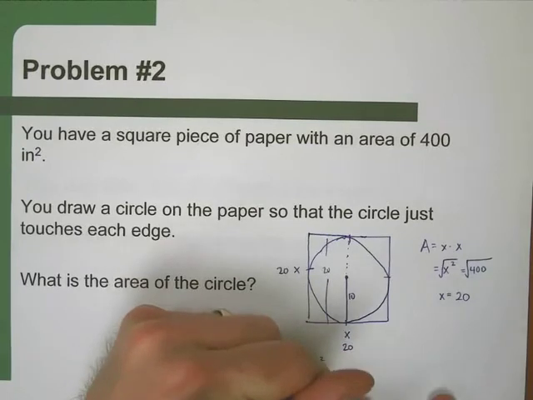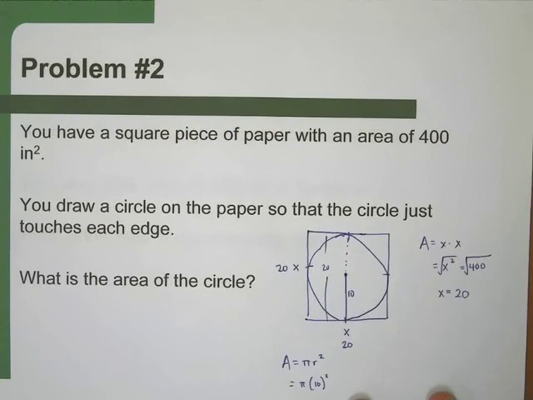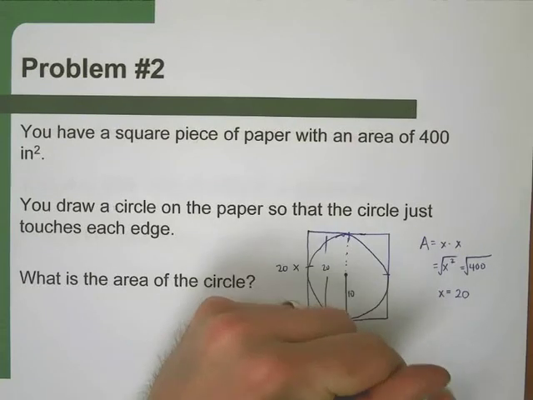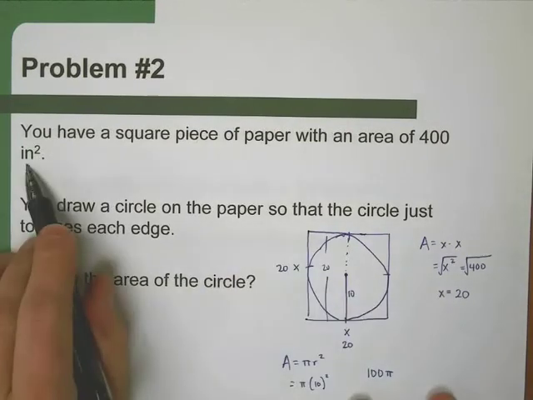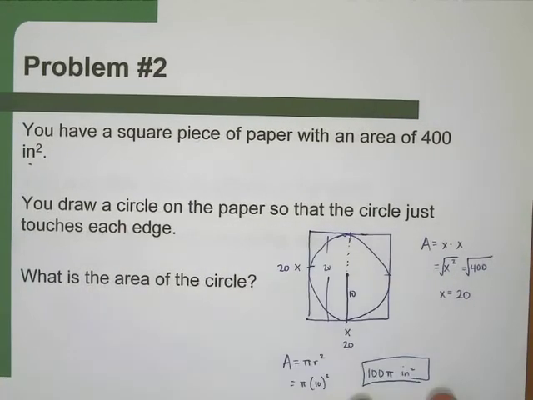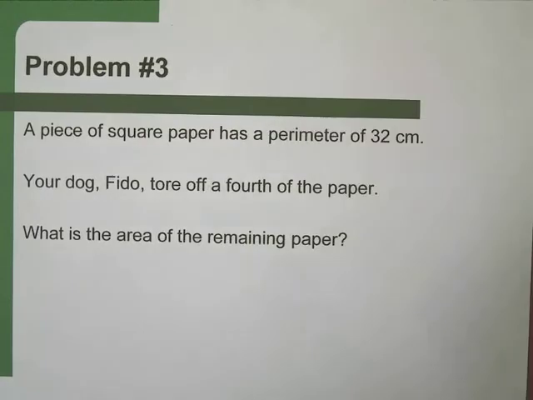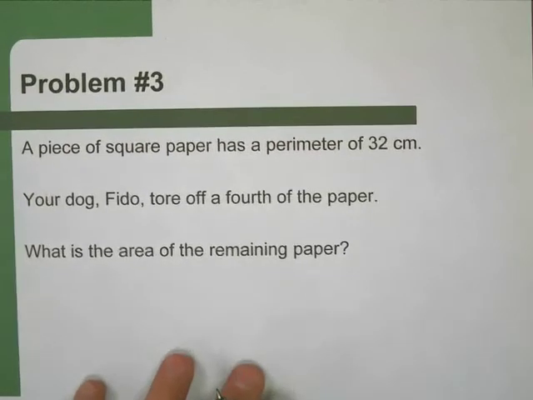So in my formula, I just replace r with 10. Pi times 10 squared, that'd be 100 times pi. It's 100 pi. Looks like square inches, right? Inches squared would be my units. Right, one more problem. Geez, that is a terrible circle. All right, one more problem.